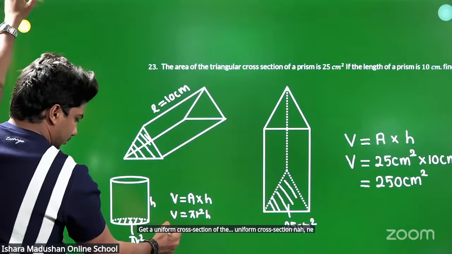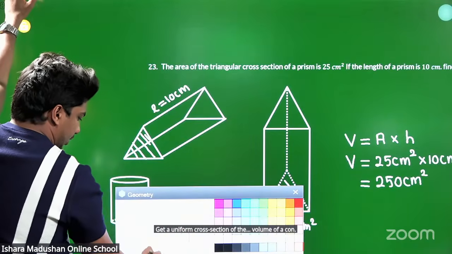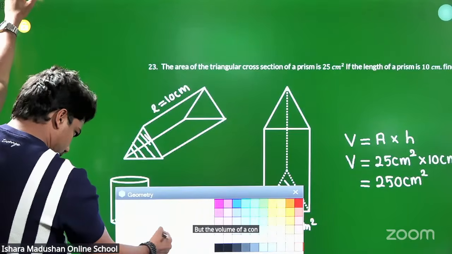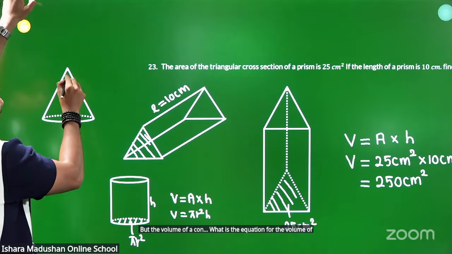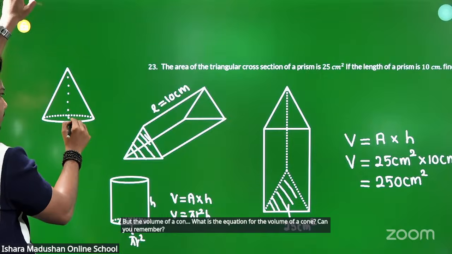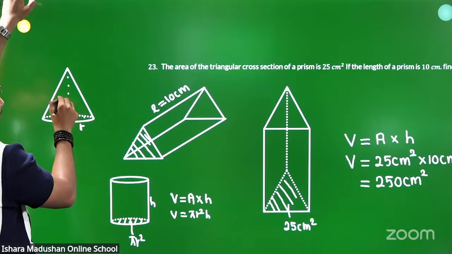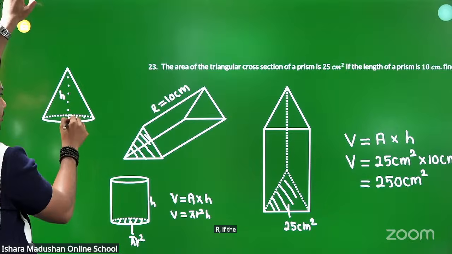Take a cone, the volume of a cone. Do you remember the volume of a cone? What is the equation for the volume of a cone? Can you remember? If r is the radius and the perpendicular height is h. Tell me.